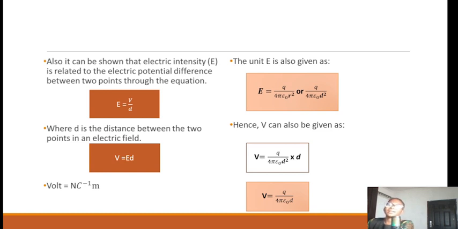Are we clear with that? That's the relationship between the electric field intensity and the potential and the potential difference. And the unit is Newton per coulomb. That's how we got our V to be Q over 4 pi epsilon naught D. I hope we are good with that.